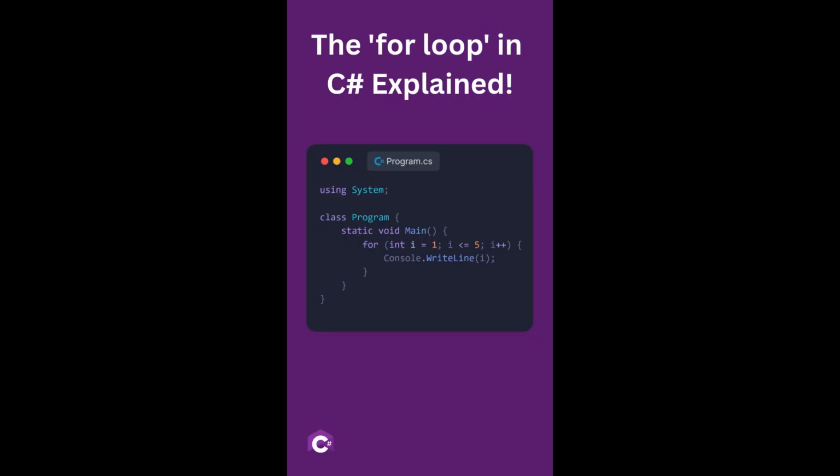For loop in C# explained. C# uses for loops to run code multiple times. It's useful when you need to count or repeat something a set number of times.